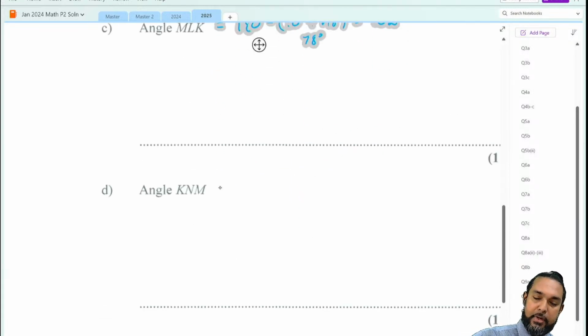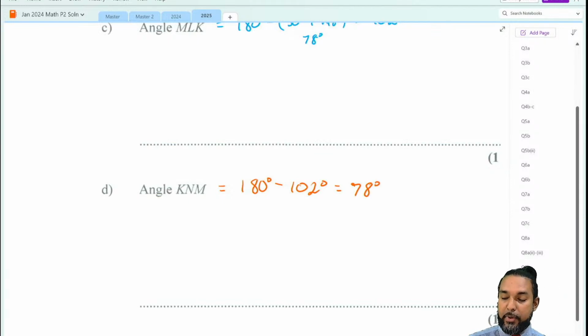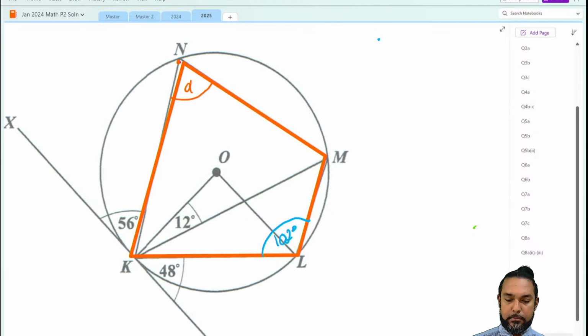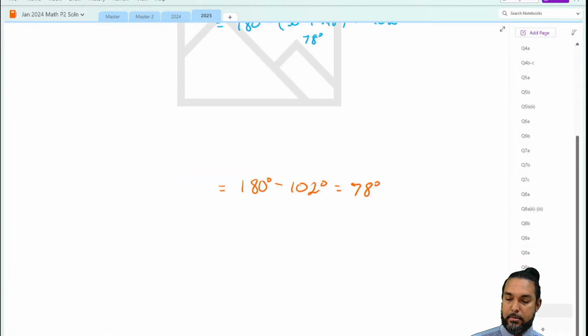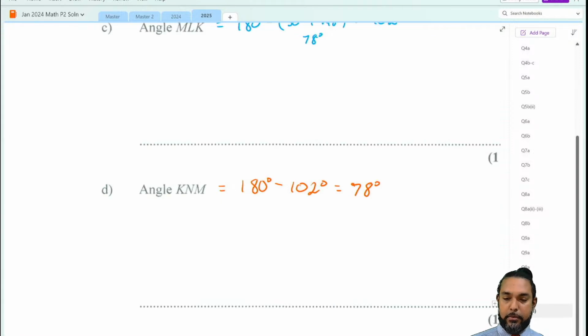All right, so all we have to do here is say, okay, well, 180 degrees minus the 102, that's equal to 78 degrees. Now, the other way to do that one is again to see. Yeah, 102 is correct.